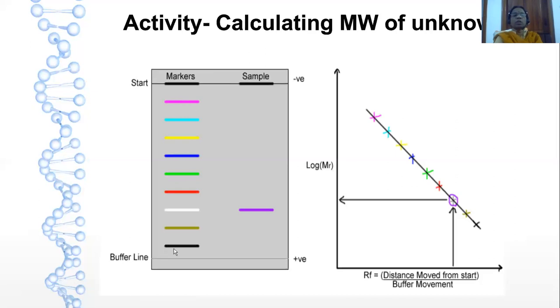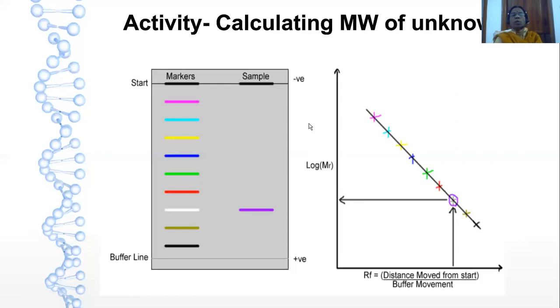So we need to have a standard marker here. If we know the molecular weights of the standard, and this is my unknown sample, and I found this is the band, I can relate the molecular weight with the reference marker which we are using here. There is also another method by which we can calculate the molecular weight of the unknown, by using the logarithm of the molecular weight of the ladder.